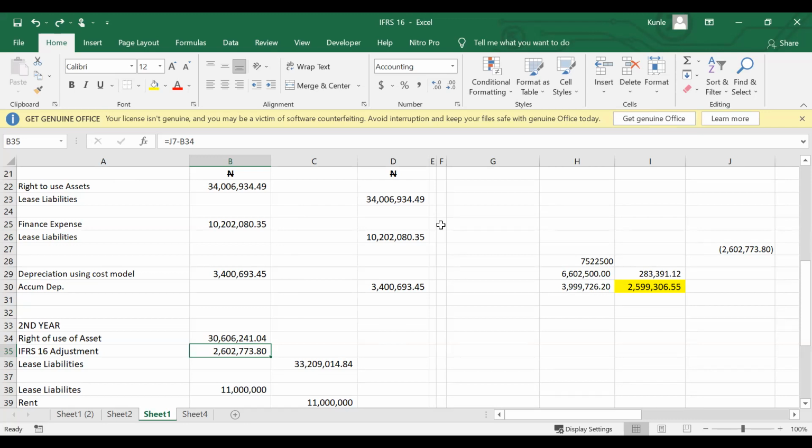So what I'm trying to say is this figure is supposed to be our depreciation using cost model, accumulated amortization as at 1 January 2019. But because we had a prepayment of about 6-point-something million in the comparative of 2018, the difference between this and the 6 point whatever is this 2.6 million naira, which will go and adjust under our retained earnings. Let me quickly show you what I'm saying so that you get it better.